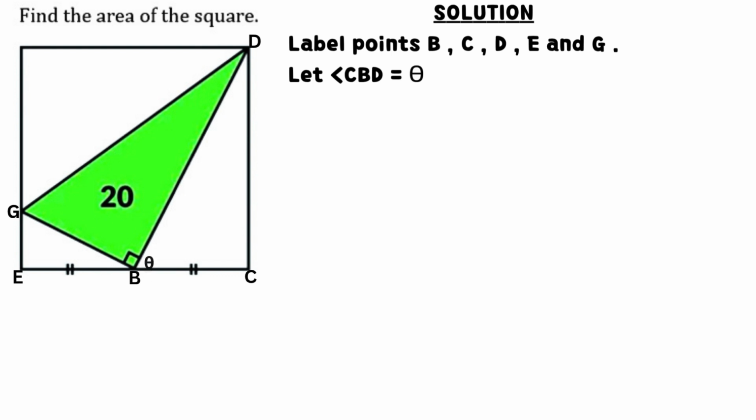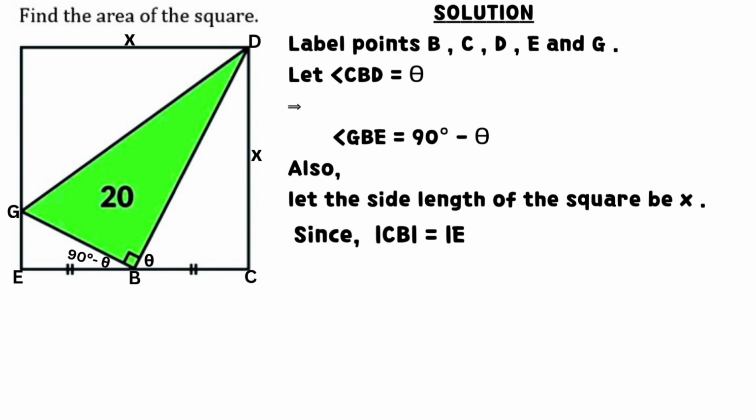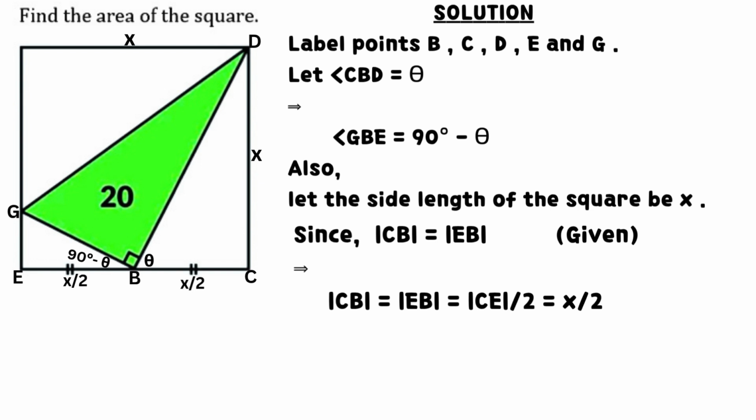Solution. Label points B, C, D, E, and G. Let angle CBD equal theta. This implies that angle GBE equals 90 degrees minus theta. Also, let the side length of the square be x. Since length CB equals length EB, this value is given. This implies that length CB equals length EB, which equals half of x.